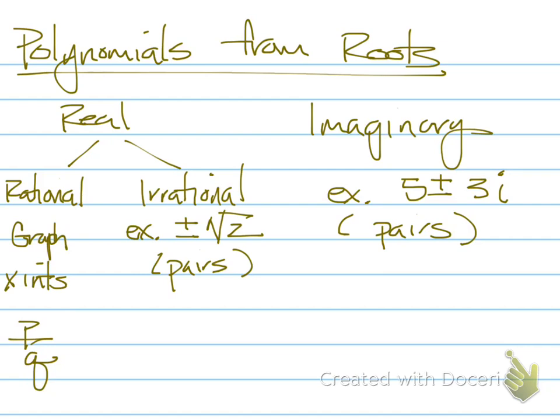And then the rational roots, we can determine the number of possible rational roots using the rational root theorem. But we're going to rely on the graphs from Desmos to speed that process up to determine the rational roots.